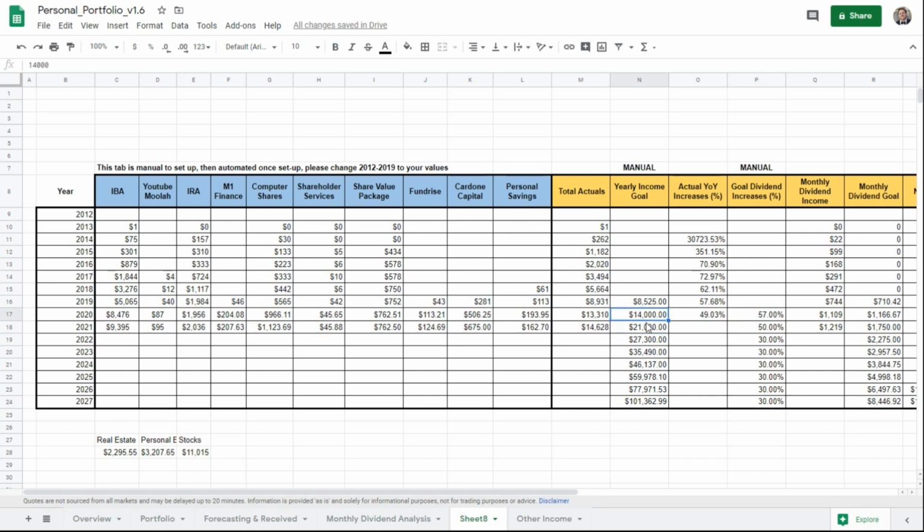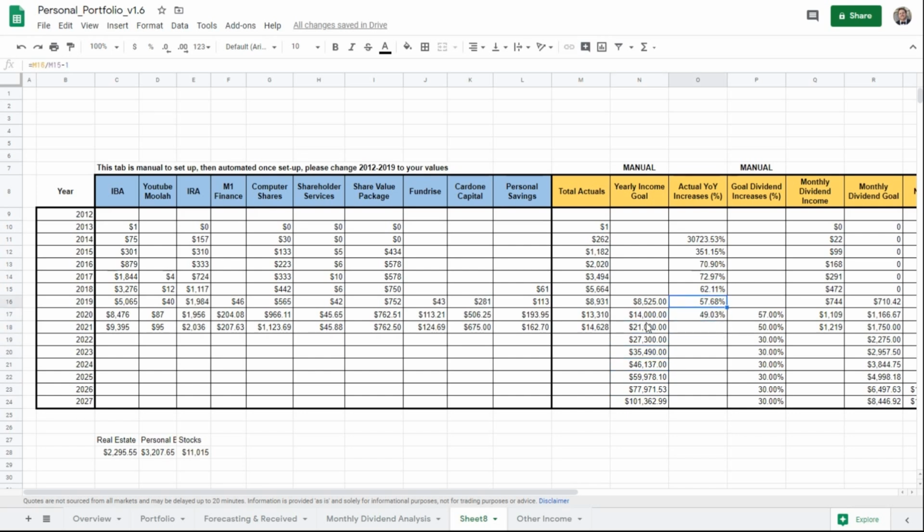I can do this manually and say, okay, I want a 57% increase from, say, 2019 to 2020. And that's this $14,000 goal here, the one that we've been talking about quite a bit on the channel. And then next year, I want to go from 14,000 to 21,000, which is a 50% increase. And then every year after that, I'm going to be at 30%. You don't have to use that percentage at all.